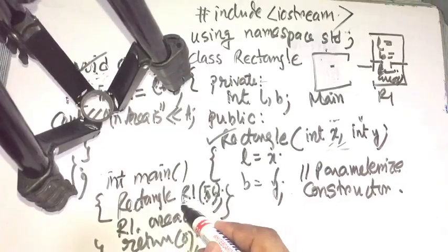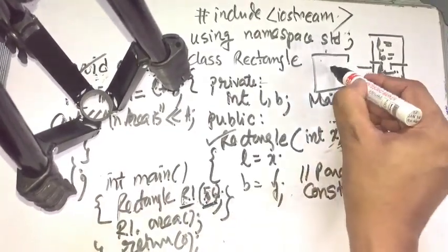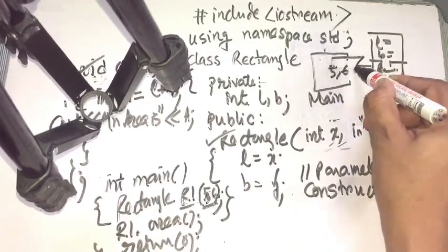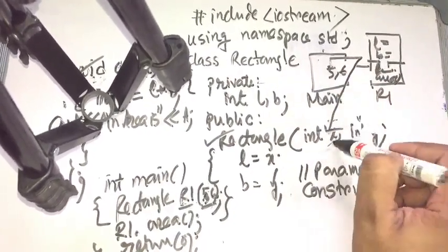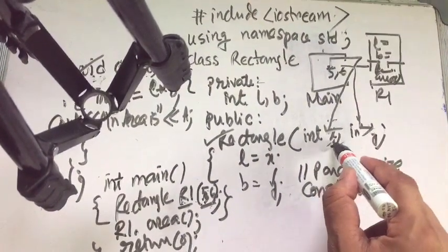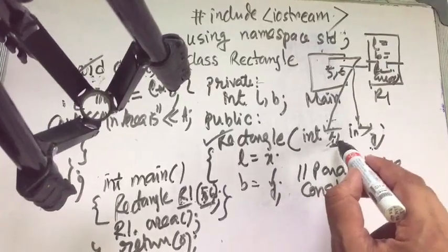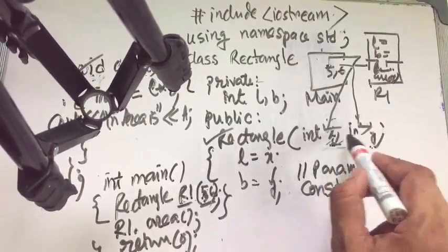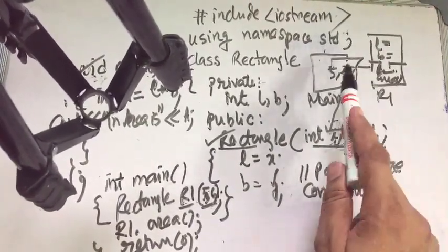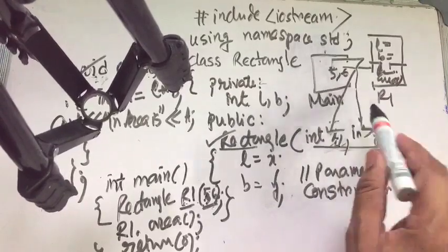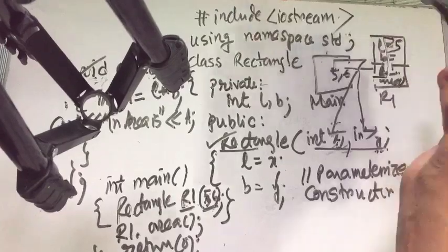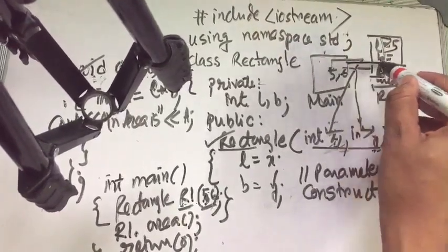যখন আমি পাবলিক অ্যাক্সেস করতে পারবো, মেনের মধ্যে যে অবজেক্টটা তৈরি করেছি R1, সেখানে আমরা ভ্যালু সাপ্লাই দিচ্ছি 5 আর 6। Then 5 and 6, this 5 is transferred to x, and 6 is transferred to y. And this x and y are called formal parameters. The constructor has parameters, so that's why it is called a parameterized constructor. The 5 is copied to x and 6 is copied to y. This x is transferred to L, meaning 5 is transferred to L and 6 is transferred to B.